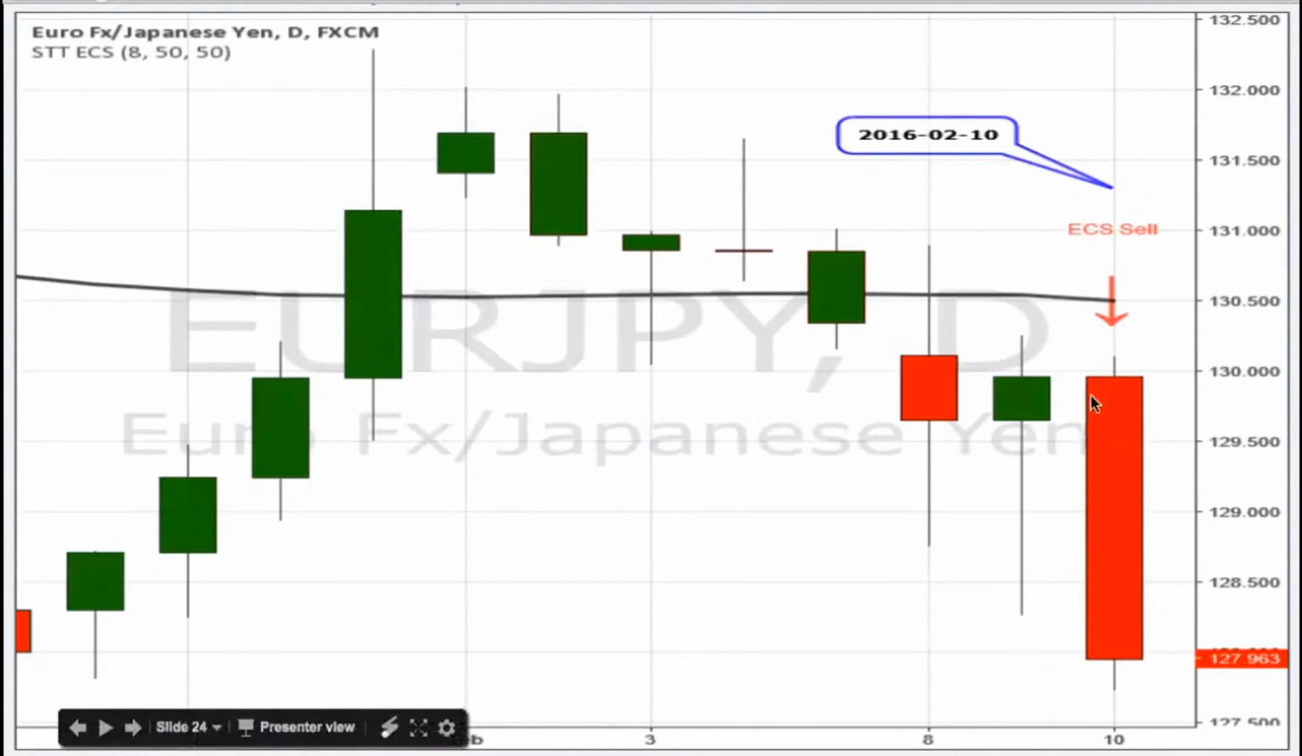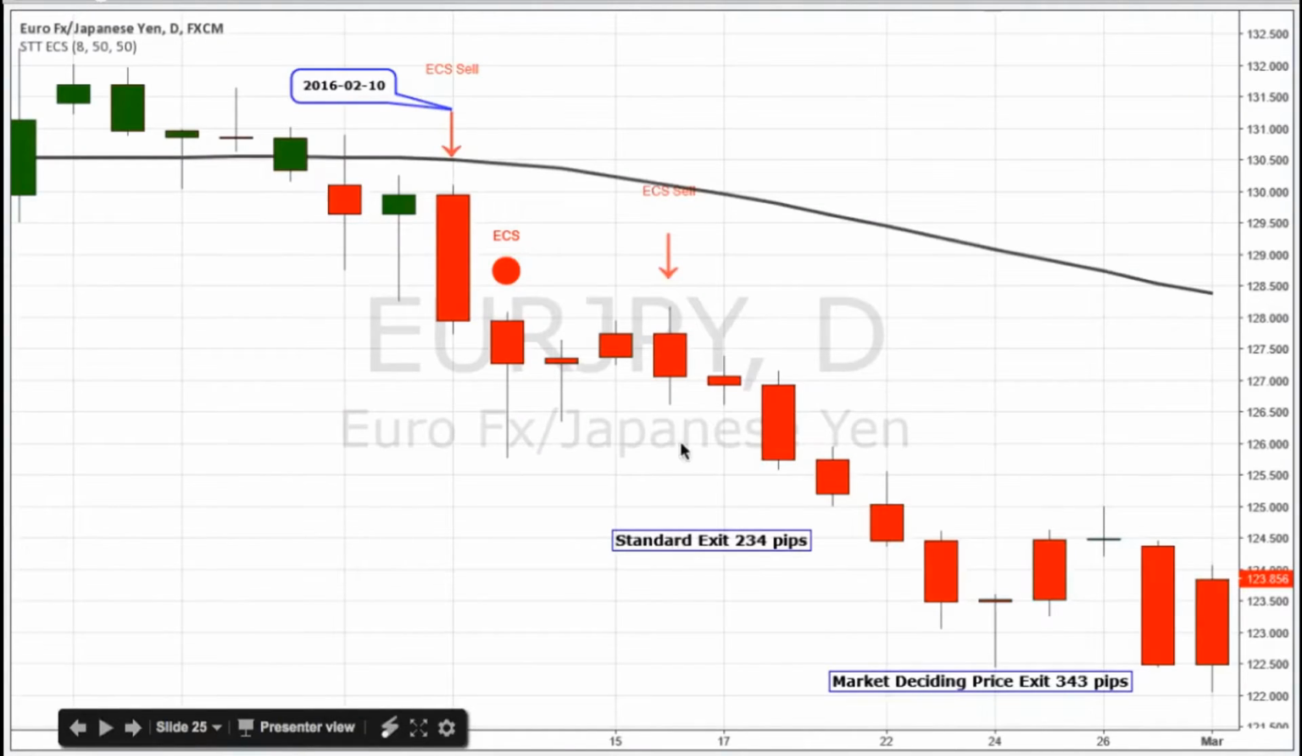This strategy is the engulfing candlestick strategy, and it gave you a sell opportunity on this candlestick for this day, as price is below the buy sell line and the engulfing candlestick generated a signal here. The result: the standard exit is 234 pips, while the market deciding price exit the trade at 343 pips.